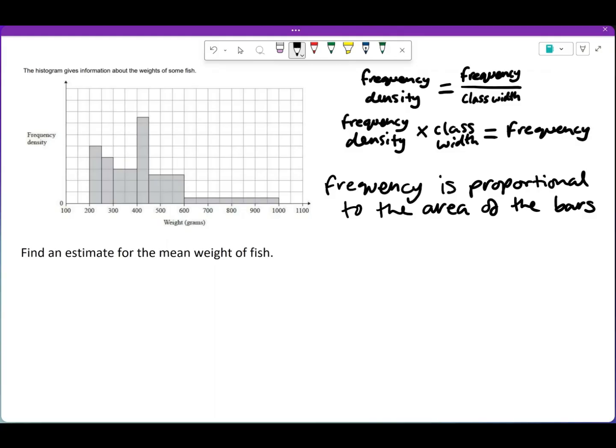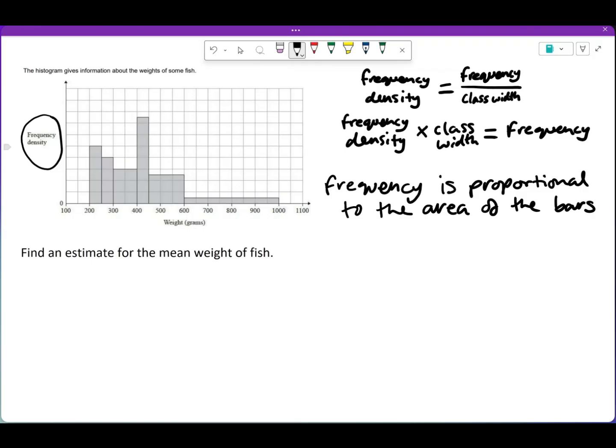Now we haven't been given the scale on the frequency density axis. And we haven't been given any numerical values about the frequencies of the fish or how many fish are above a certain weight or below a certain weight or between certain weights. So therefore, it's going to be impossible to calculate my actual frequency density scale in this question.